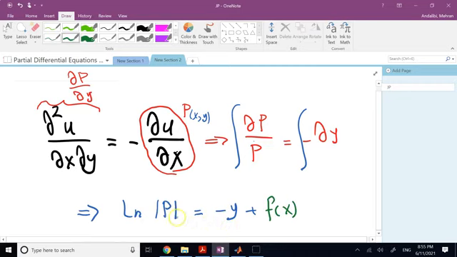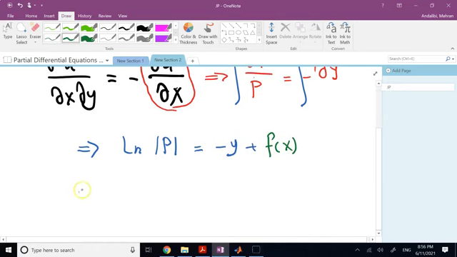If you take a partial derivative of both sides with respect to y, this is going to be what? Partial derivative of p over p. This is going to be negative partial dy, and this is going to be 0, because the derivative of a function f of x with respect to y is 0. So when you are doing integration of multivariable functions, anytime you are integrating with respect to one variable, the constant could be a function of the other variables. Okay, so here this f of x is an arbitrary function.